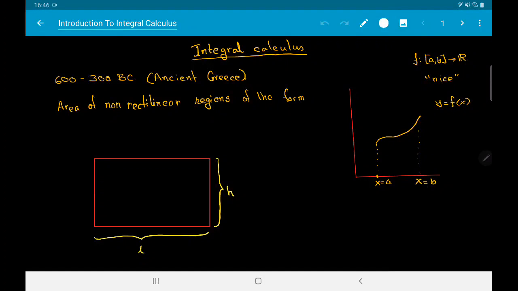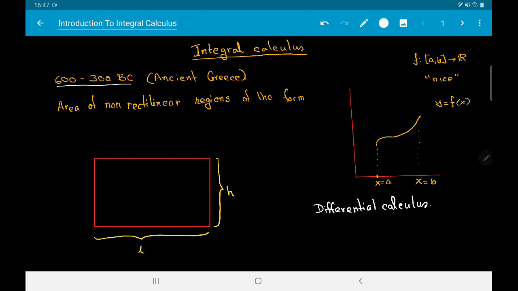Pedagogically, you are introduced to differential calculus before integral calculus in any course on mathematics. You might be excited to know that integral calculus was studied far before differential calculus was formally introduced. In particular, the ancient Greeks started studying this notion of integral calculus back in 600 BC to 300 BC, when they were interested in determining the area of a region which is not a rectangular region.